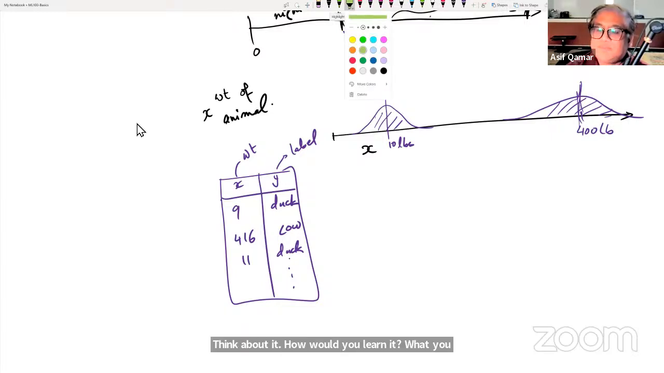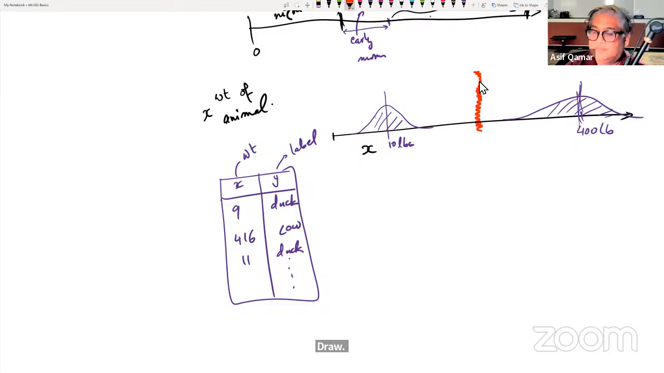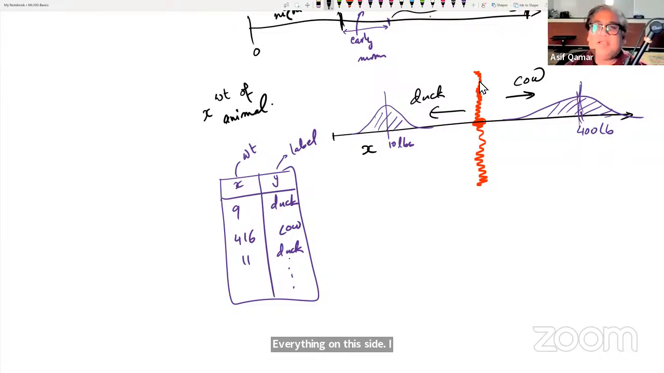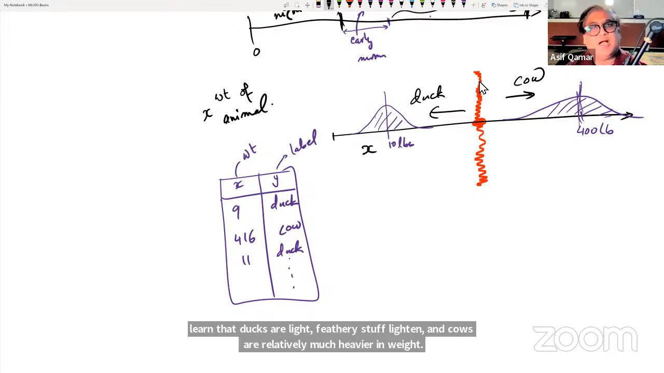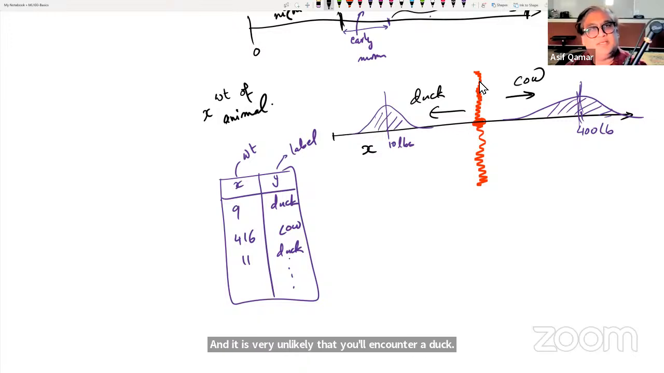What you would do is you would say, you know what? I will take a point along the x-axis as my cutoff. Everything that is on this side of it, I will call a duck. Everything on this side, I will call a cow. And if you set a rule like this, that would seem sensible, isn't it? At the end of the day, a machine basically needs to learn that ducks are light in weight, and cows are relatively much heavier. And it is very unlikely that you'll encounter a duck so hefty that you would mistake it for a cow, or a cow so light that you would mistake it for a duck, isn't it?